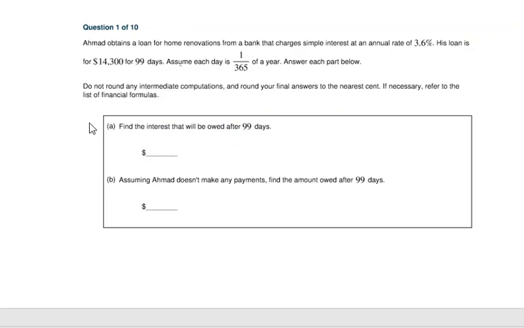Then you take the information that you were given to figure out the thing that you don't know. For part A, it says find the interest that will be owed after 99 days. We have to assume each day is 1/365th of a year, so this is pretty key in being able to answer part A. Find the interest that will be owed, so that is going to be our big I. That's how we find interest. Remember our formula is interest equals principal times rate times time.